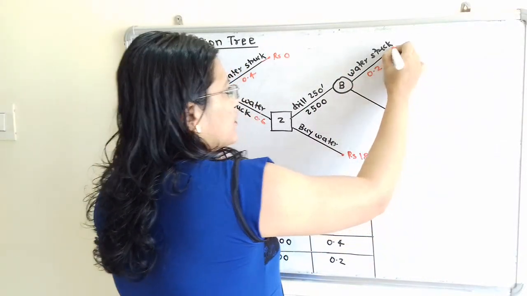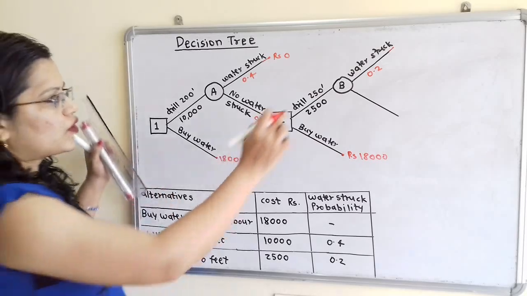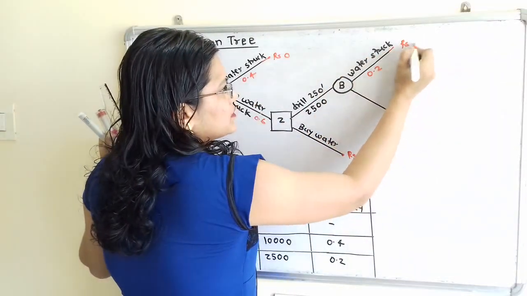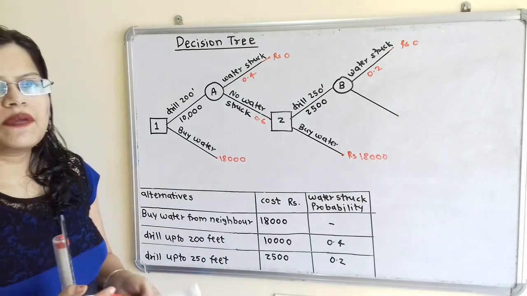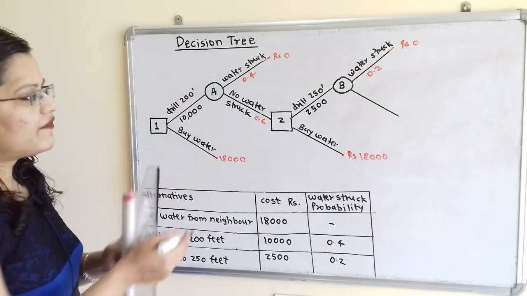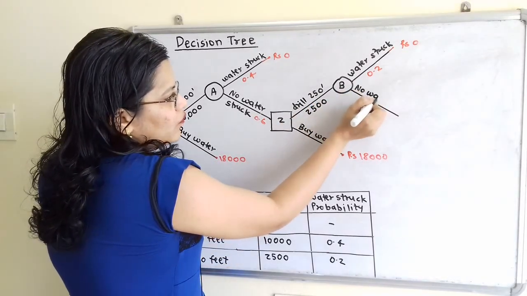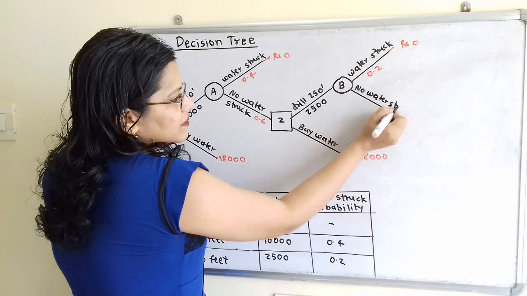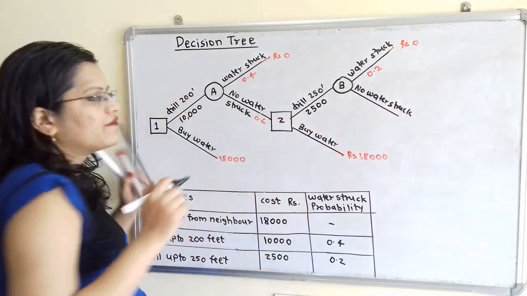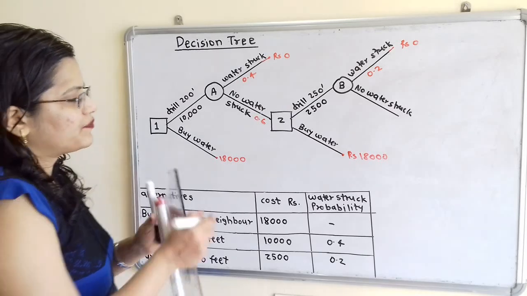Now for this water struck, that means our requirement is getting fulfilled. So what is the outcome? It is ₹0. And again we will mention here no water struck. So for no water struck, I write here the second option, no water struck. It has probability 1 minus 0.2, that is 0.8.